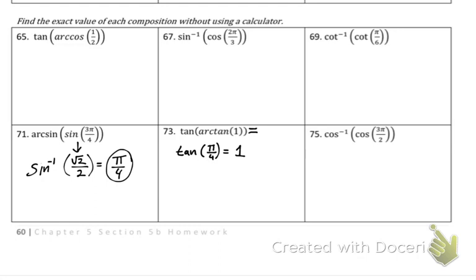Yes? 65. I think 69 was the next one, Robbie? Did you ask 69? I did. Oh, who asked 69? Sorry.